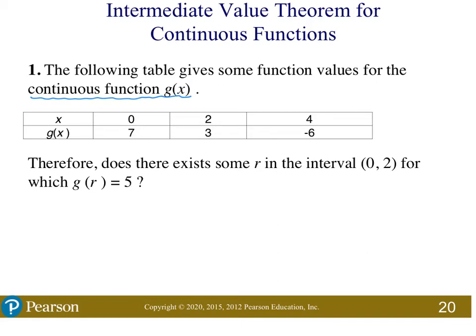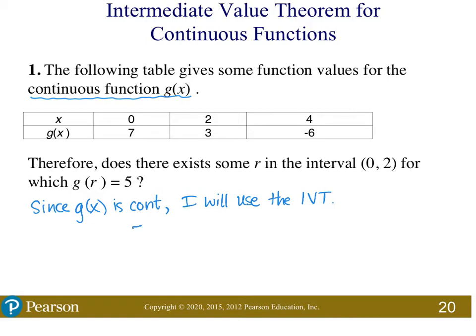Could I then prove backwards that that must exist? I don't have to find it, I just have to prove that it is there, that it does exist somewhere. So here's how we're going to go about that. You clearly state, since g of x is continuous, I will use the intermediate value theorem.